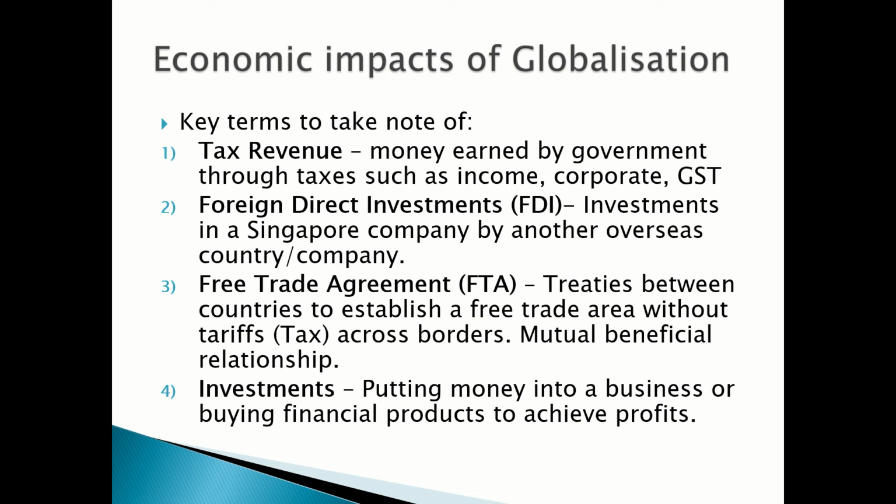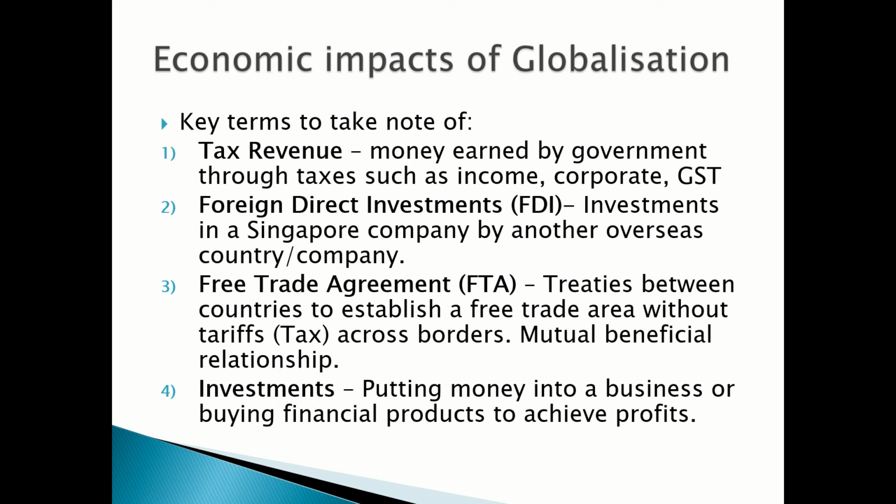For example, tax revenue is money that is earned by the government. So common tax revenue sources come in from things like GST, goods and services tax. I think most of us know about it. Currently it's at 7%, but I know they are always saying that they are looking at how it's going to rise very soon. Okay, there's also income tax, there's also corporate tax.